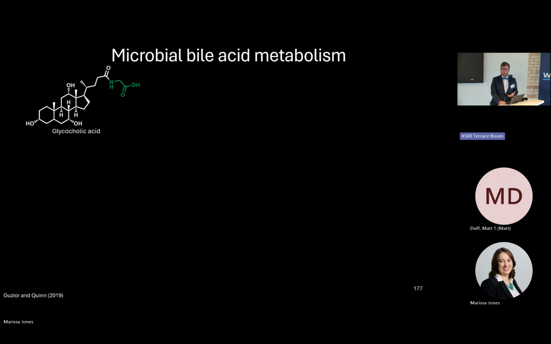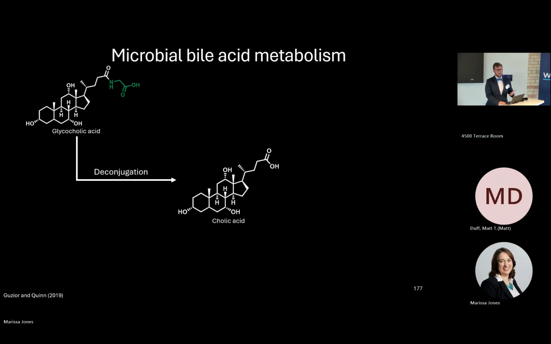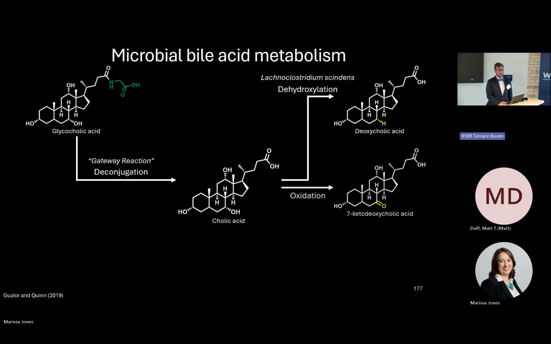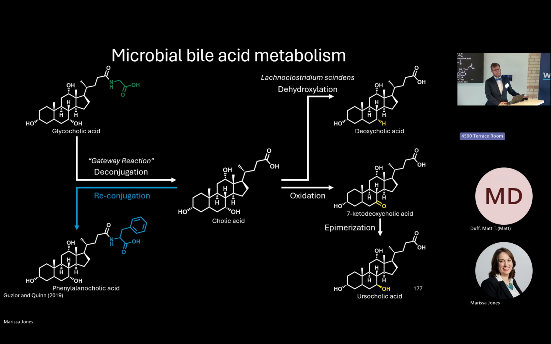And when I talk about microbial bile acid metabolism, there are a number of ways this is performed. The first is known as deconjugation. This is considered a gateway reaction into further bile acid metabolism, where you're just liberating that amino acid residue at the C24 carbon. These bile acids can then be dehydroxylated, where you might have heard of the organism Clostridium scindens or Lactoclostridium scindens as being the sort of poster microbe for this transformation. These hydroxyl groups can also be oxidized and subsequently epimerized by reintroduction of that proton.